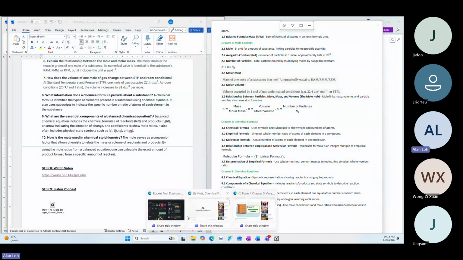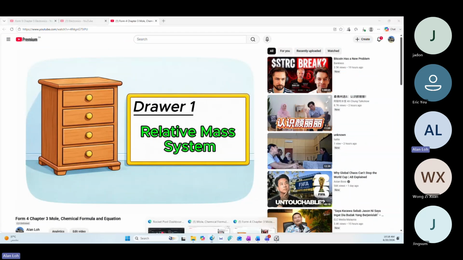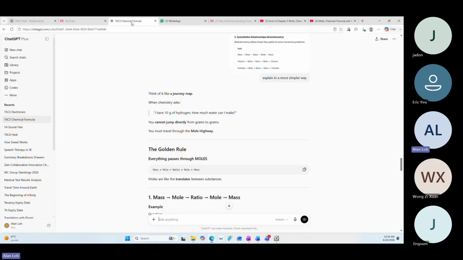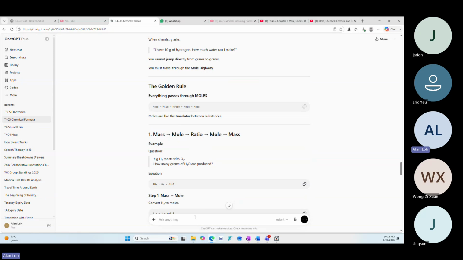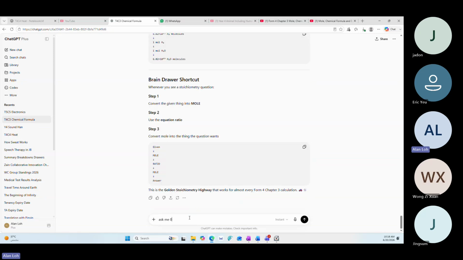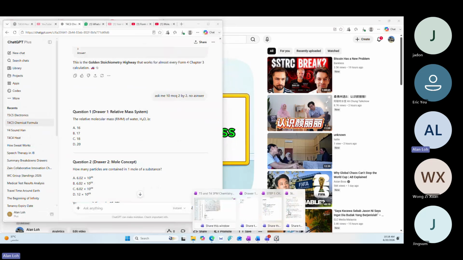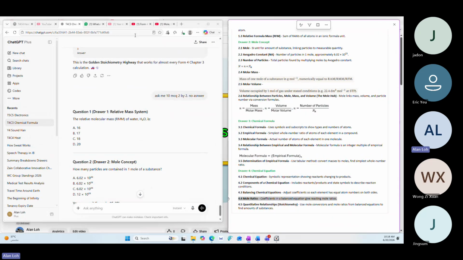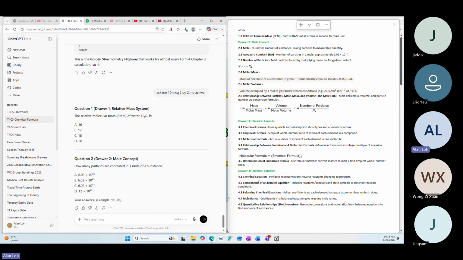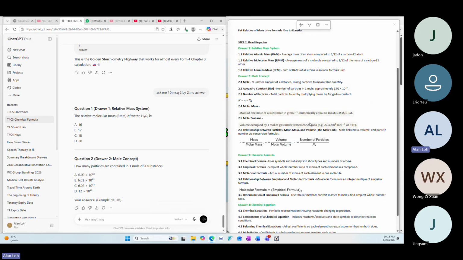All right. Let's do the last part quickly. Your favorite part, I hope. Okay, ask me 10 MCQ, 2 by 2. I will do this same setup, with the questions on the right and the reference on the left.